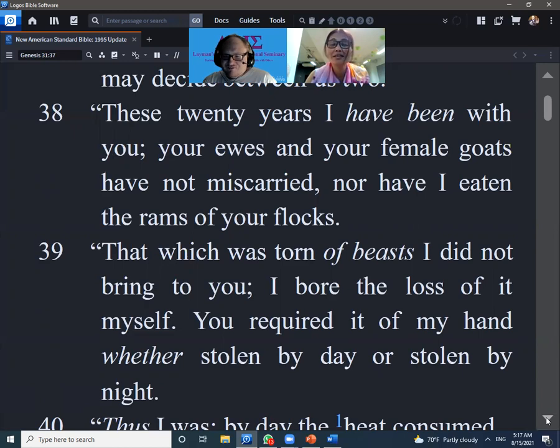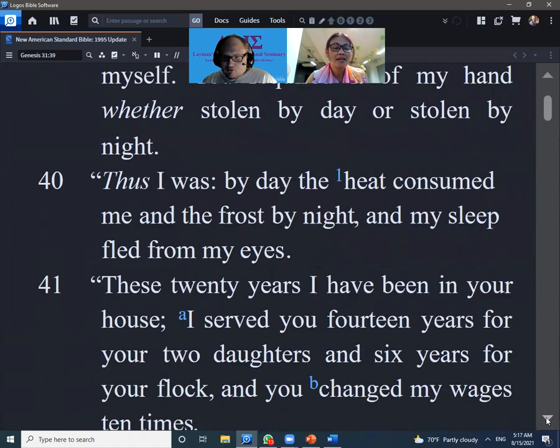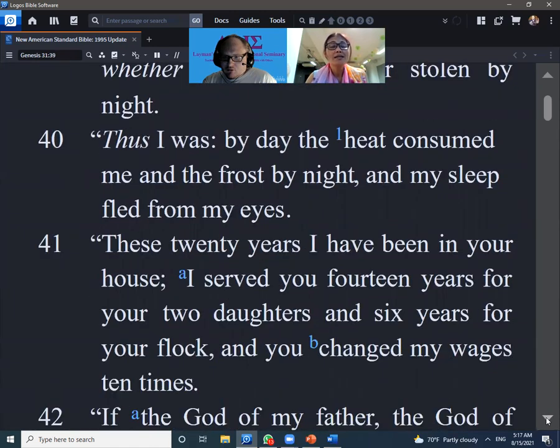Your ewes and your female goats have not miscarried, nor have I eaten the rams of your flocks. That which was torn by beasts I did not bring to you. I bore the loss of it myself. You required it of my hand, whether stolen by day or stolen by night. Thus I was: by day the heat consumed me.